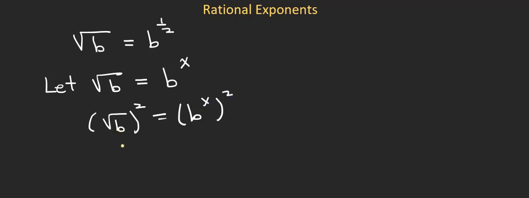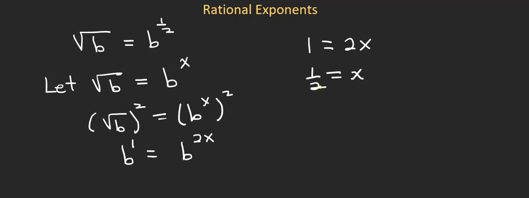So what happens here? You get b is equal to b to the x, quantity squared. When you have two exponents next to each other, you multiply, so you get b to the 2x. And what's the exponent over here? It's invisible, it's 1. So in order to solve for x, you say 1 equals 2x. And what is your x? x is 1/2, and that was the value that we're looking for. That's why the square root of b is equal to b to the 1/2.